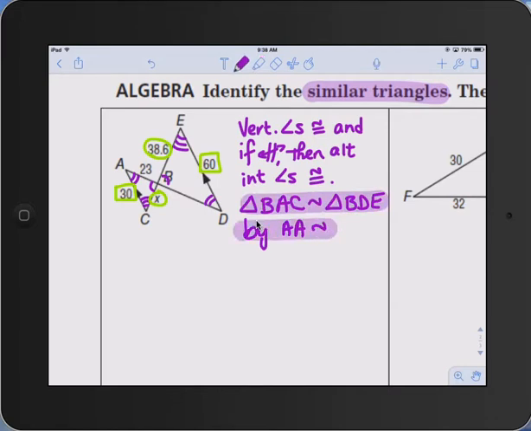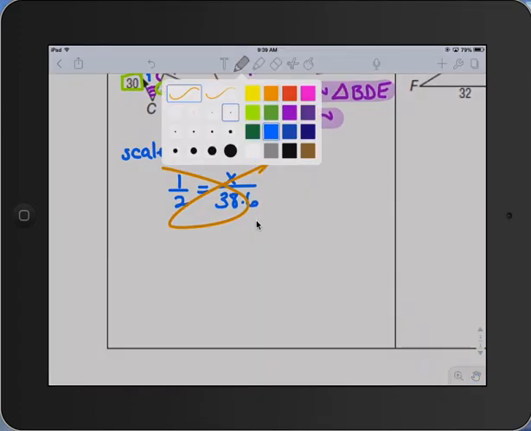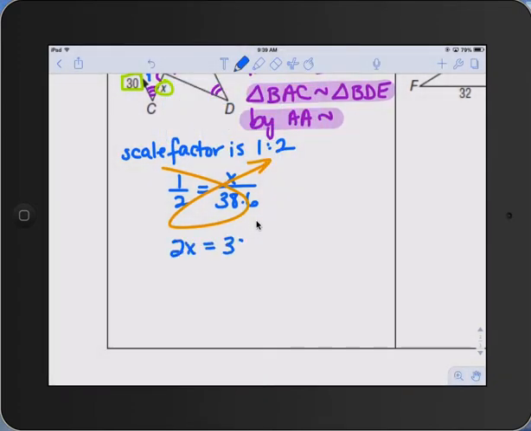Now, we can say that the scale factor from the small one to the large one is 1 to 2, because it's 30 to 60. So you can go ahead and plug that in rather than using 30 and 60. So 1 is to 2. Every side there compared to every side there is a 1 to 2 ratio, which is equal to x over 38.6. If you cross multiply, 2x is equal to 38.6. Divide by 2, x would be 19.3.